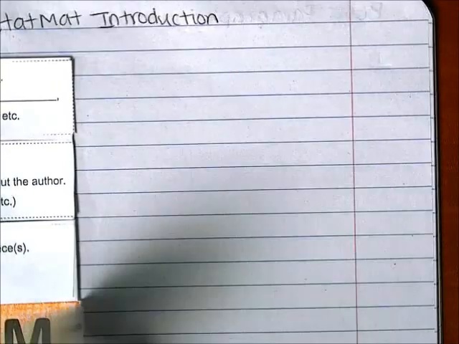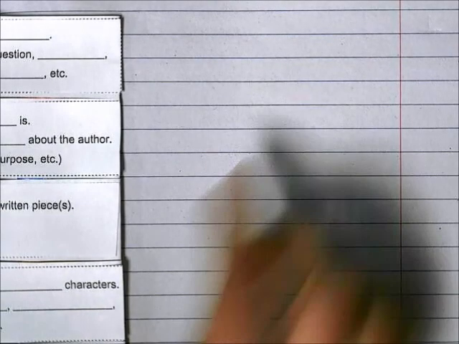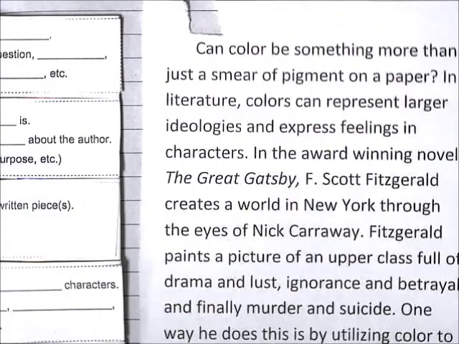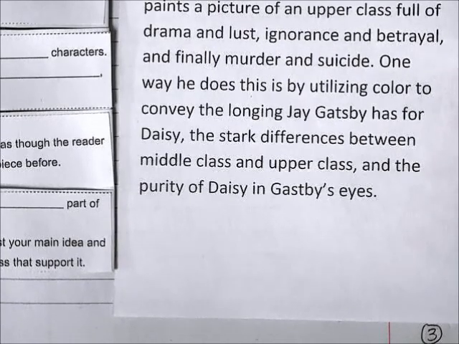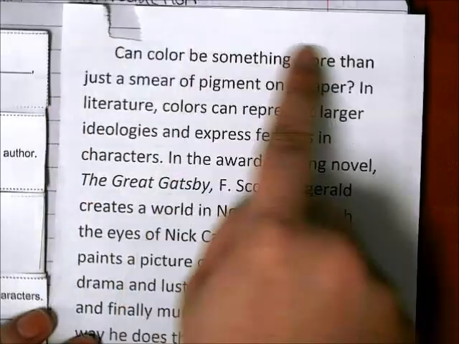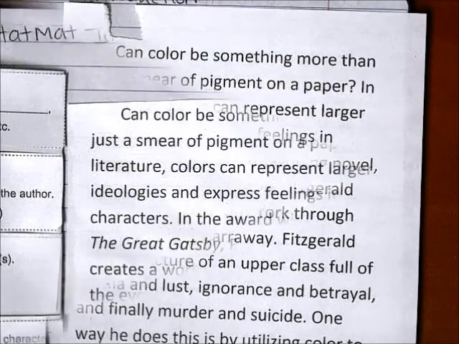Now we're not done with this page just yet. There's one more step. In this blank space right here, we're actually going to be gluing another piece of paper. So you have this small piece of paper that starts with, can color be something more than just a smear of pigment? So you can see the paper's a little too big, so what I'm going to do is I'm going to trim the edges of it, so then that way it will fit. So go ahead and do that.